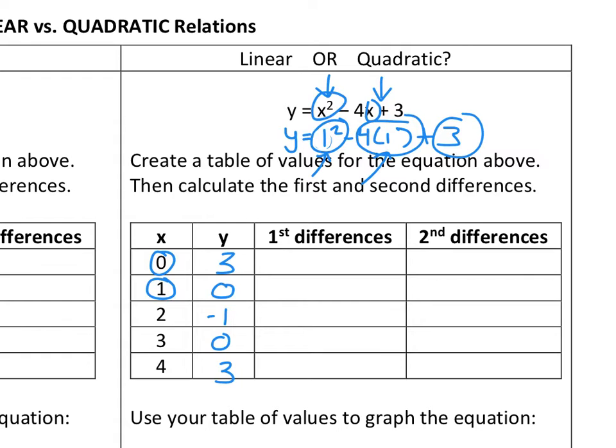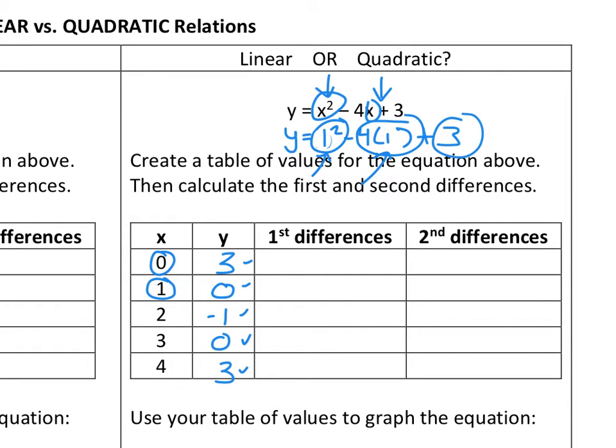Now you can see the pattern here. 3, 0, -1, 0, 3. This forms the U shape, which we call a parabola in our quadratics. We know that it's a quadratic because I've already taught you about the equation. But now let's prove that it's a quadratic with my differences.